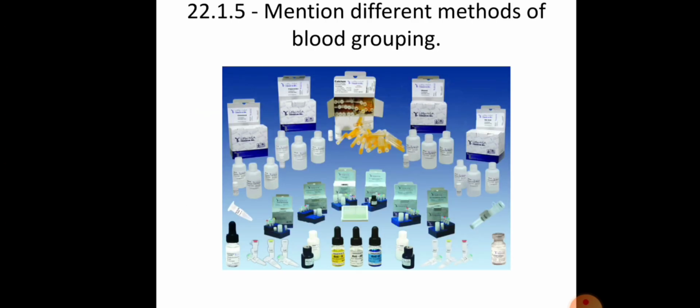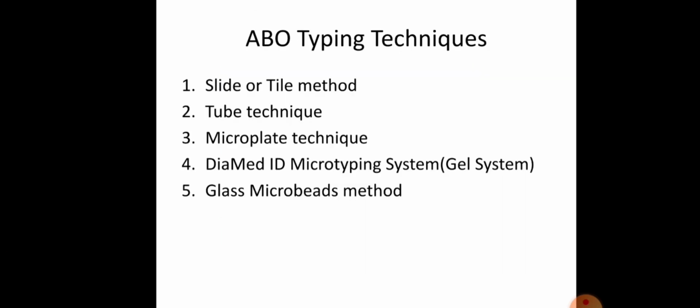Now, there are various different types of blood grouping methods: the slide or tile method, tube technique, microplate technique, Diamed ID microtyping system, that is the gel system, and the glass microbead system. The most commonly used is the tube system, but the most advanced and accurate one is the gel system.